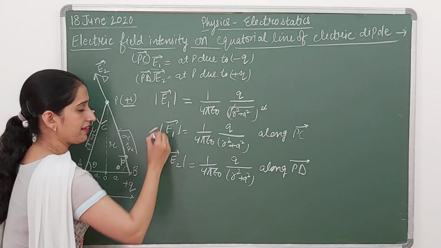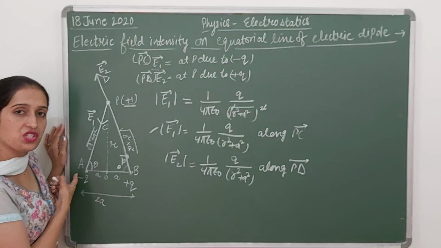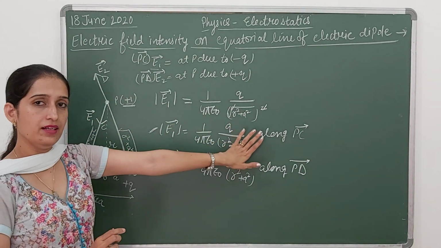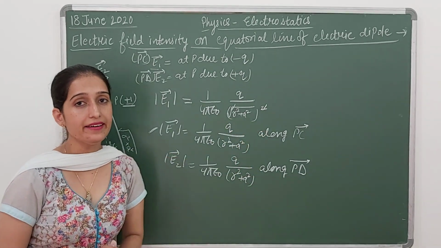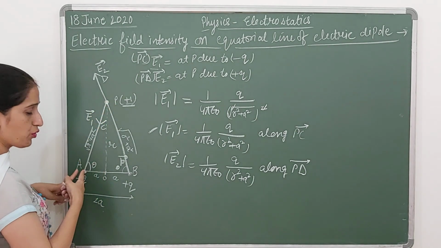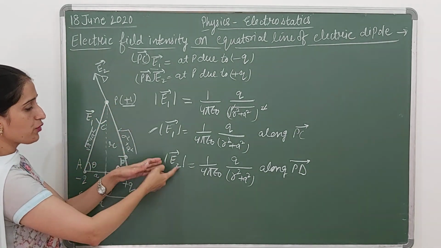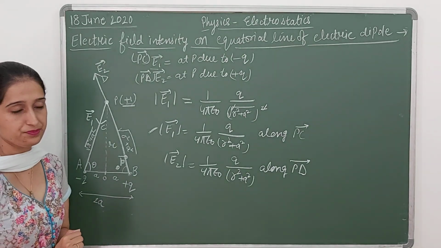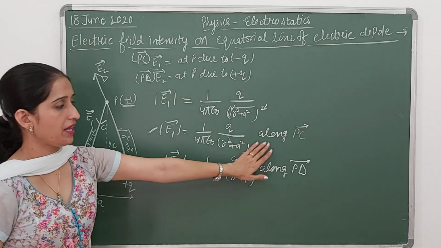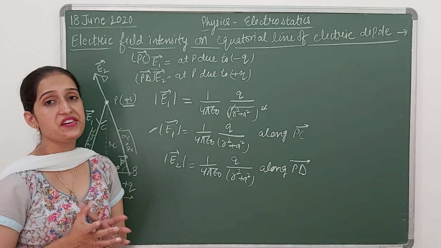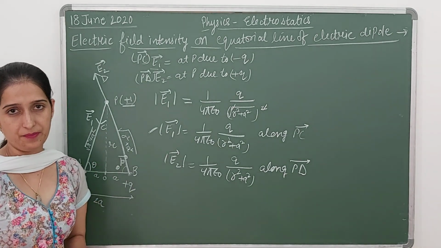This formula, electric field intensity due to a charge acting on the test charge, we have already done, so we are using that result directly. E1 is the electric field intensity at this point due to the negative charge, and E2 is the electric field intensity at this point due to this positive charge. Their directions we have also discussed. Now we want to calculate the resultant electric field intensity.